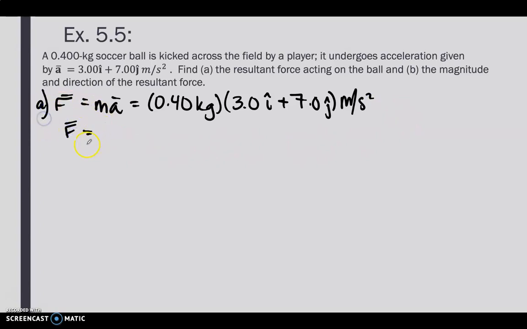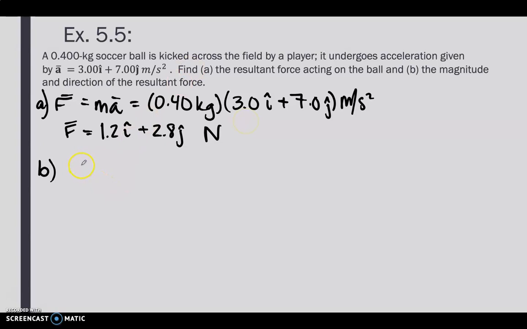So our force then is going to be 1.2 i hat plus 2.8 j hat, and that whole thing will be in newtons. So this is our resultant force. Now we want to find our magnitude and direction.